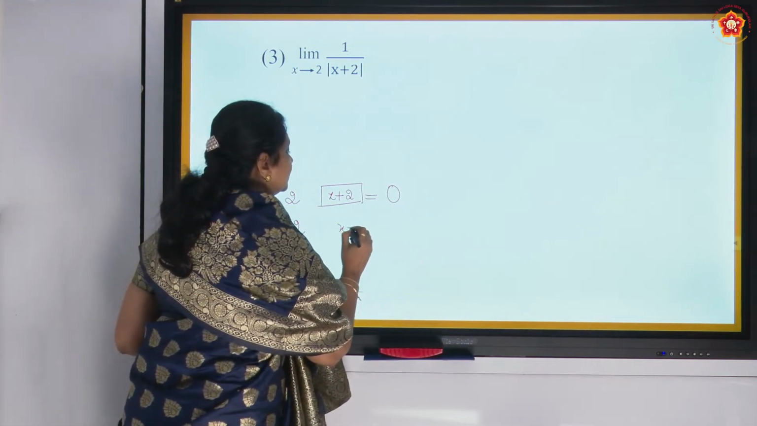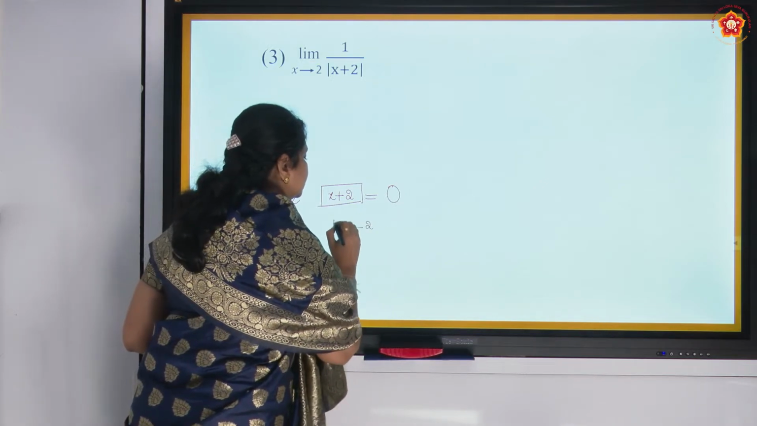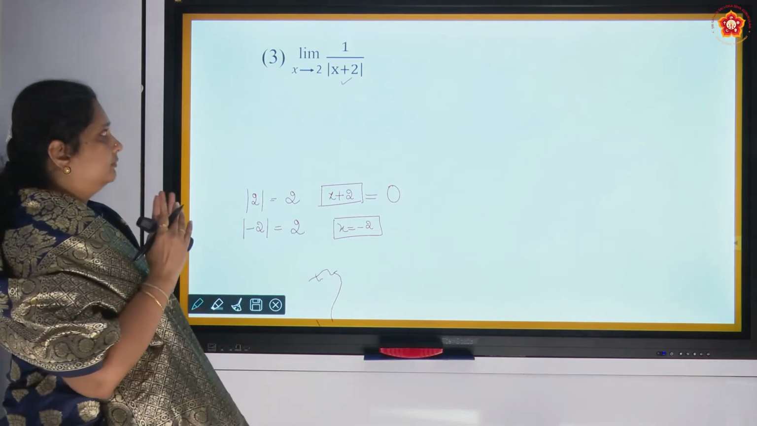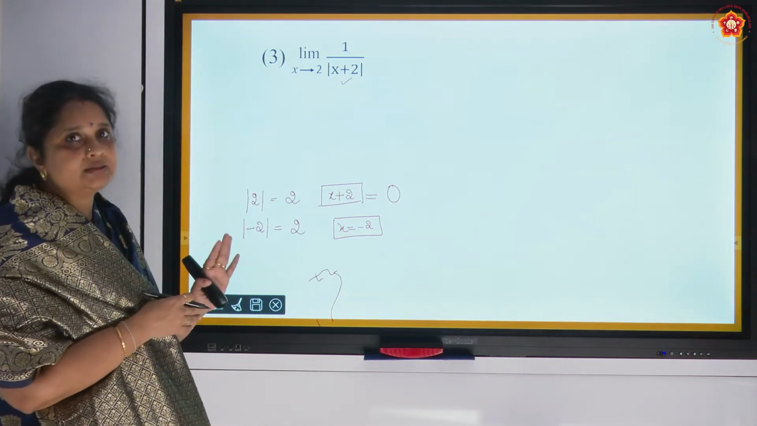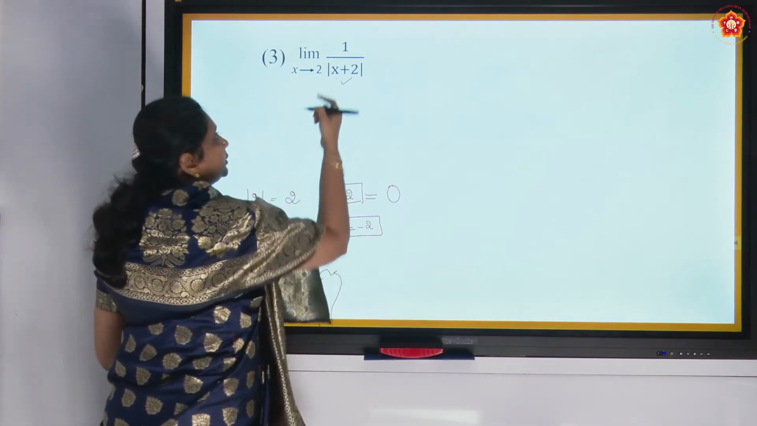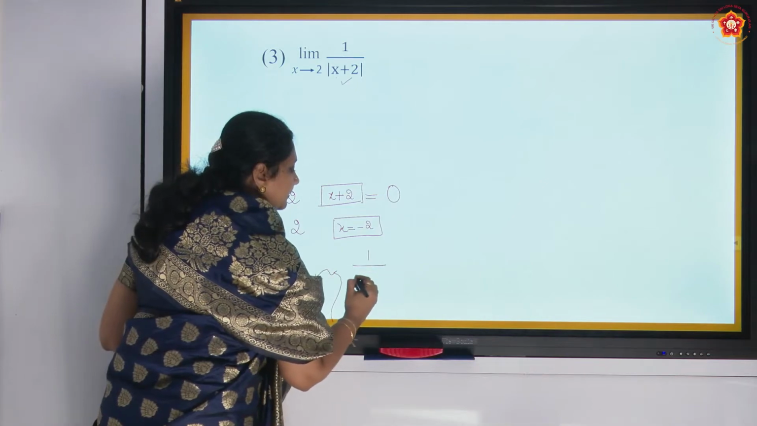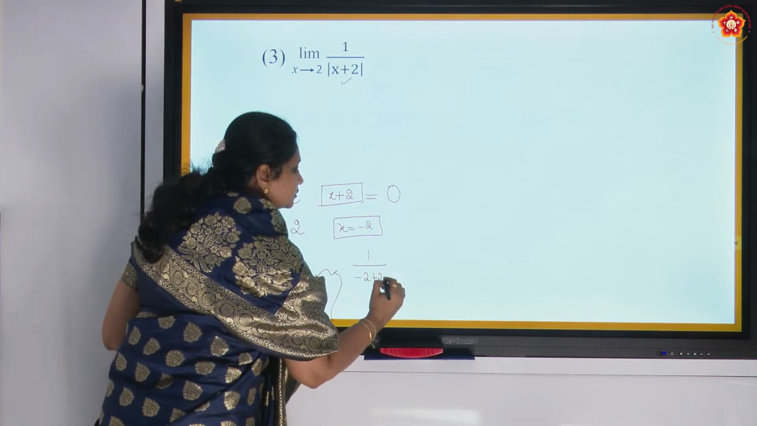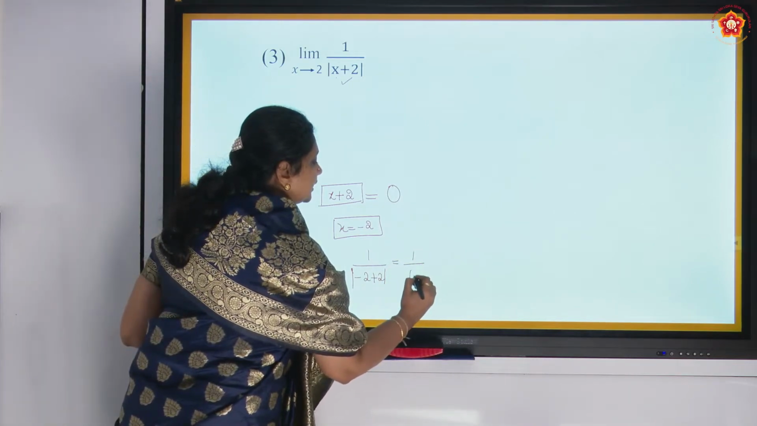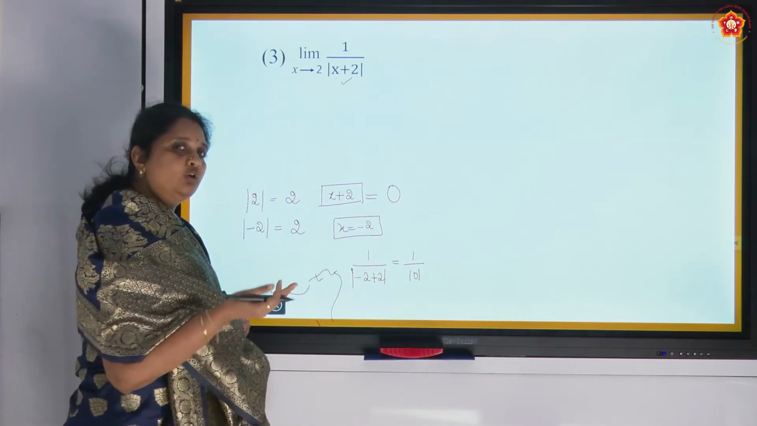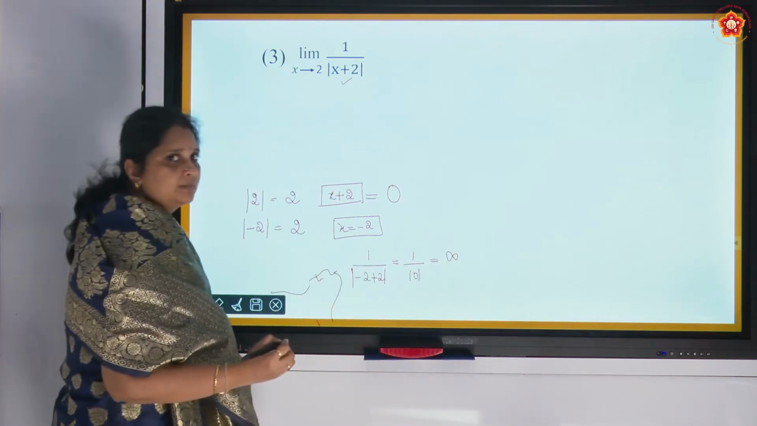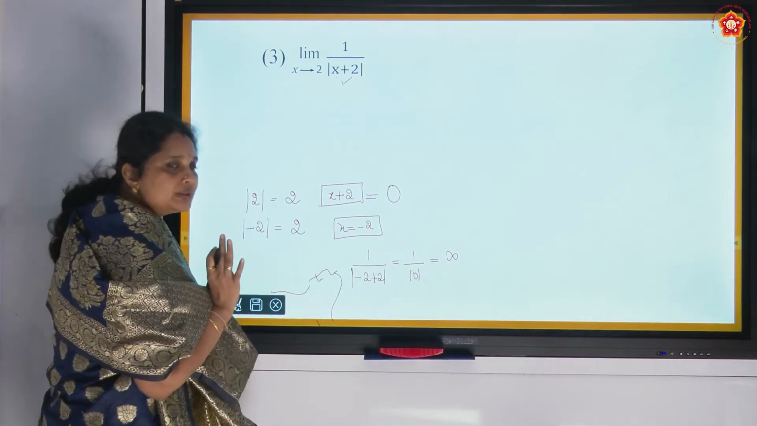So, x gives you minus 2. Now, this is the solution for the expression that you have there, right? So, now observe it. When I substitute minus 2 here, what happens? 1 by absolute value of minus 2 plus 2, right? So, that is nothing but 1 by absolute value of 0. Now, the distance of 0 from 0 is 0 only. So, it is 1 by 0. It's going to be infinity. So, there is no change. It's going to give you the same value.